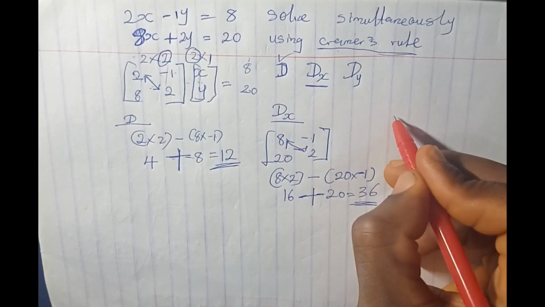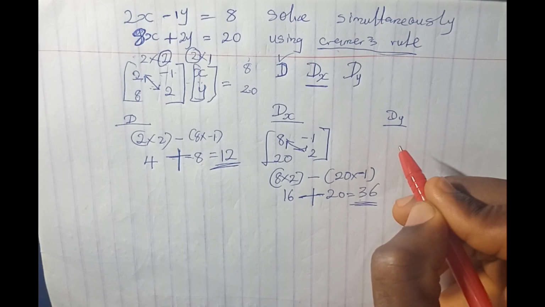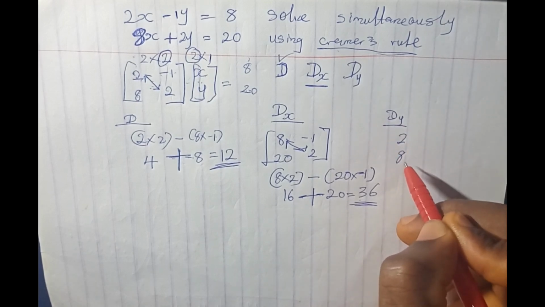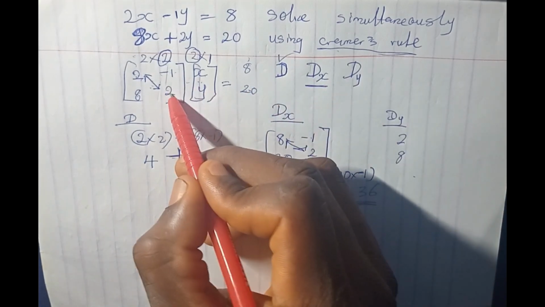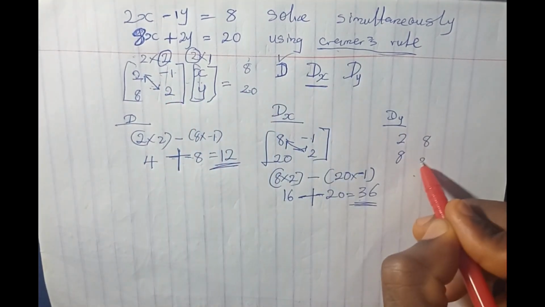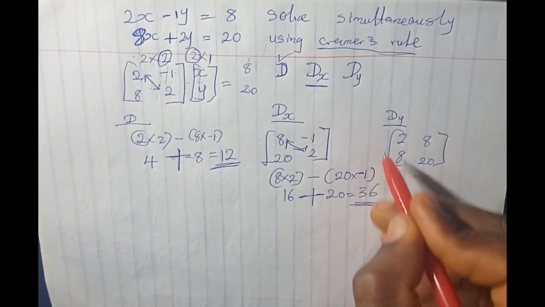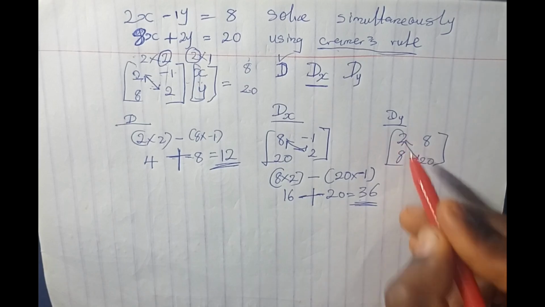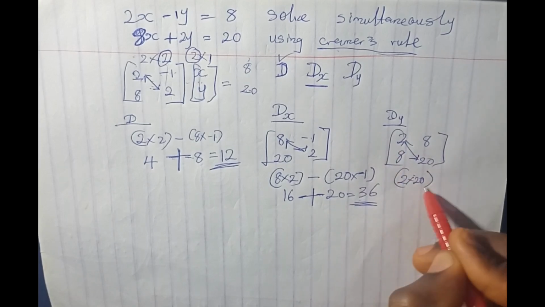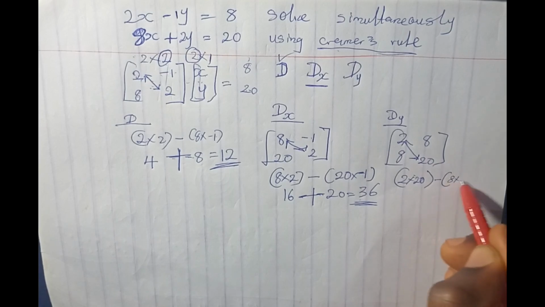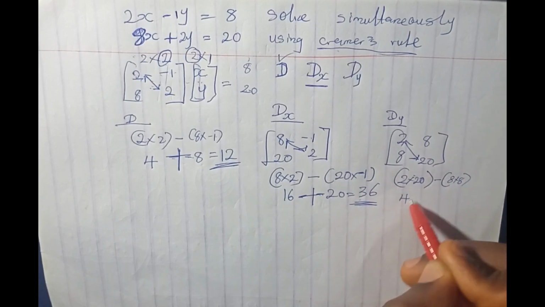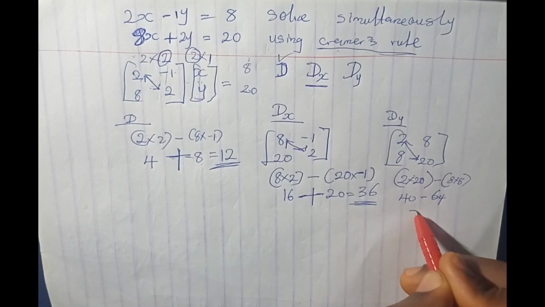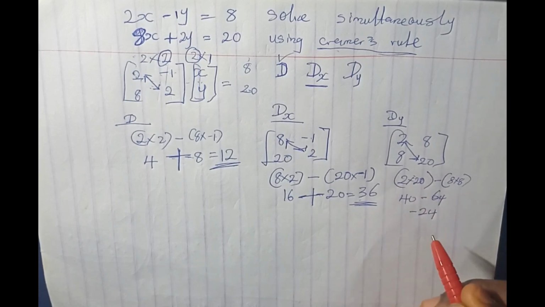Now, what will be the determinant where the coefficients of y have equally been replaced? So first, I'll write the coefficients of x, which we know as 2, 8. Then the coefficients of y, which are minus 1 and 2, I'll replace them with 8, 20. Is that clear? So it is also a 2 by 2 matrix. How do we find the determinant again? We take the product of the leading diagonal, which is 2 times 20, right? Minus the product of the other diagonal, 8 times 8. Is that clear? 2 times 20 is actually 40, minus 8 times 8 is 64. So 40 minus 64 is actually minus 24. Does it make sense?